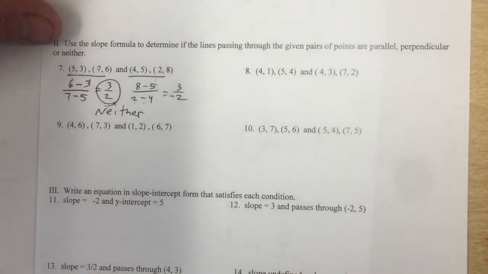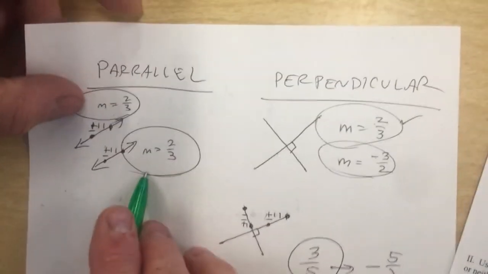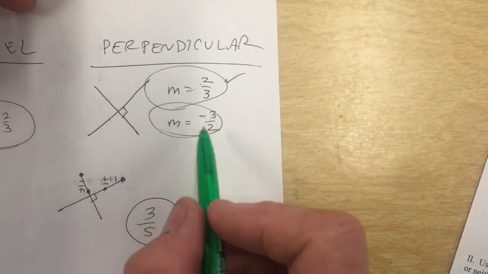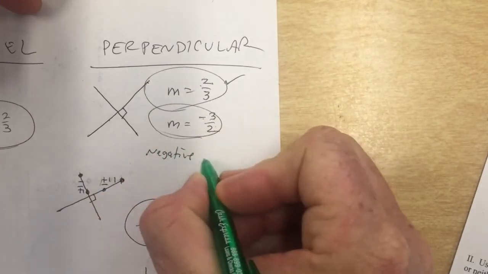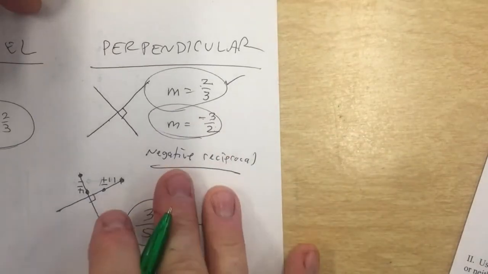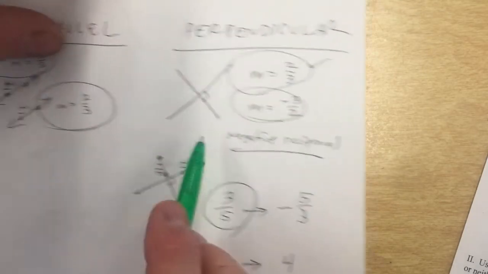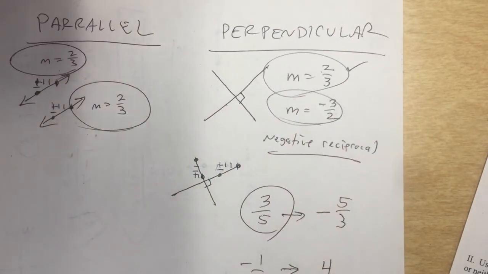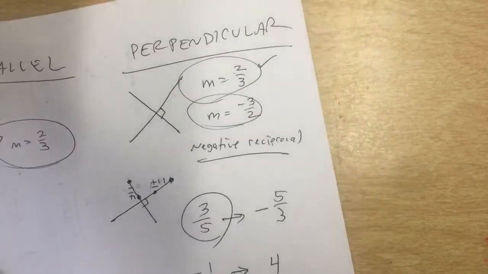Okay, so you do this on each one, and if they're exactly the same, that means they're parallel. But if they're negative reciprocals, like this right here, they'll be perpendicular. And if they're not either one of those, then it's neither. Okay? So that's how you tell about the slopes a little bit.